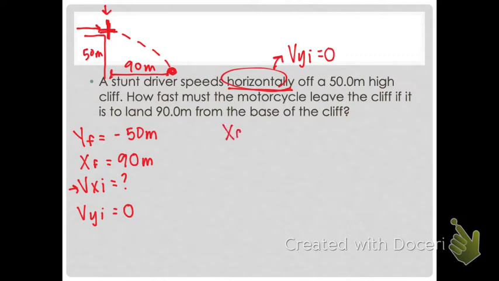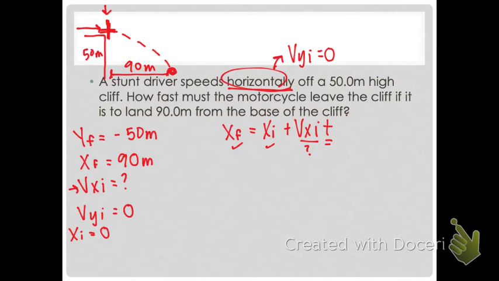The second one says XF is equal to XI plus VXI times time. Well, I know that XF is 90. XI is always what? 0. So if you want to put that in your list, you can. You don't have to, but you can. I'm solving for that. That's my question mark. But do I know time? No. So I want you to look at your equations.